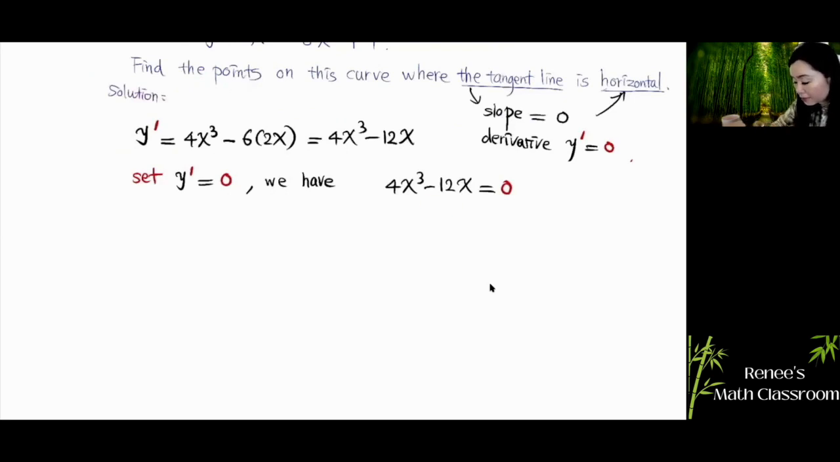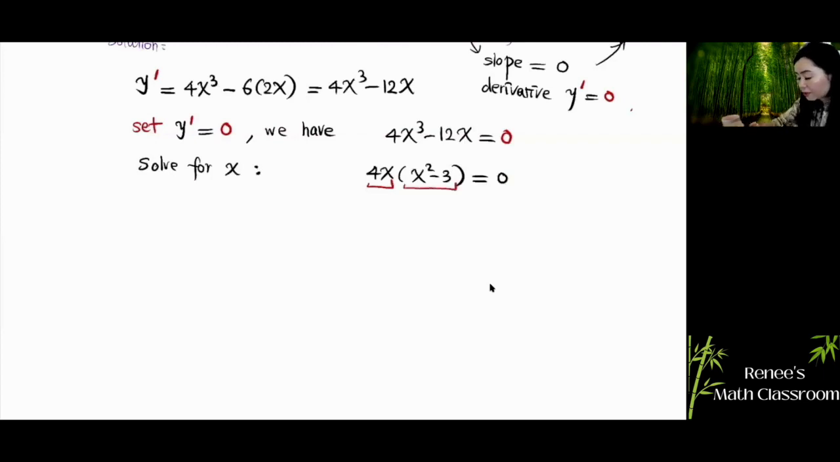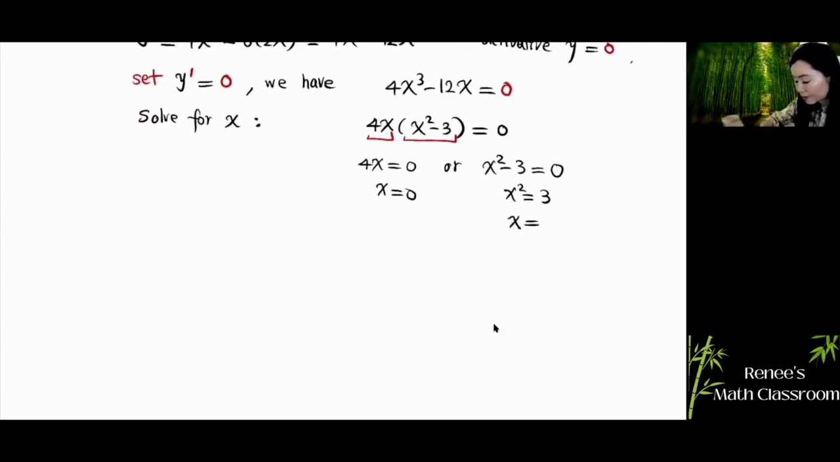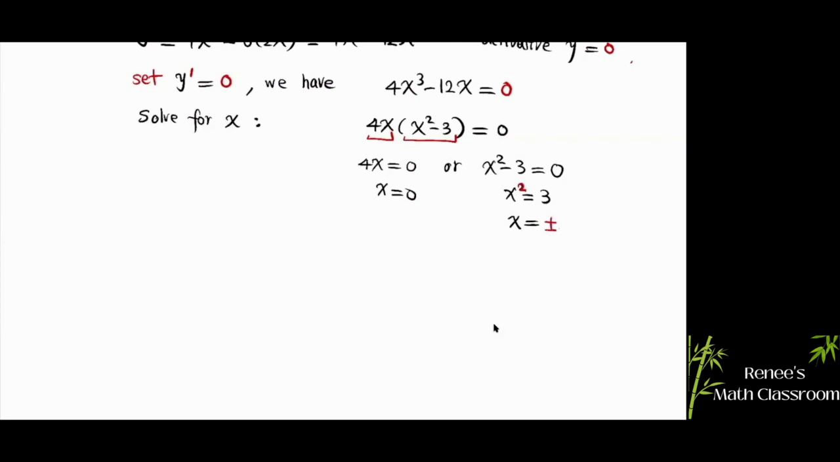Okay, let's solve for x over here. We want to use the zero factor property, so we want to factor this side. We take out the common factor 4x, and we have x squared minus 3 as the other factor, equal to 0. So to make this product equal to 0, we can have 4x equal to 0 or x squared minus 3 equal to 0. From 4x equal to 0, we get x equal to 0. And from the other, we get x squared equal to 3. X squared equal to 3, what does x equal to? You take the square root on both sides. So x equals positive or negative square root of 3.